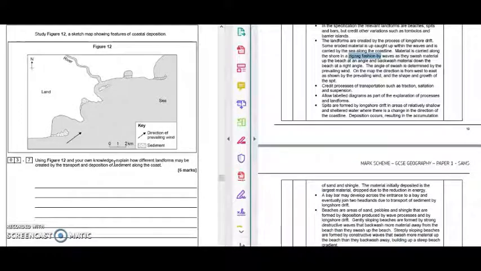So as long as you use figure 12, maybe a bit of your own knowledge as well, and use the key terms that are available to you, such as longshore drift, swash, and backwash, you should get a very good answer for this.